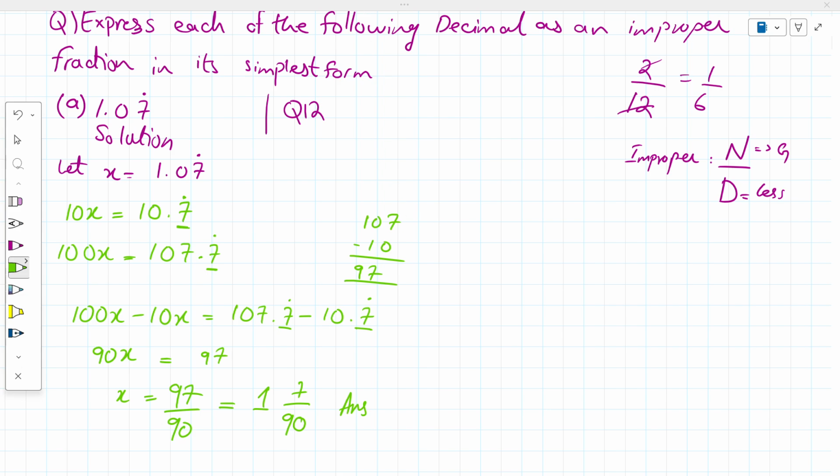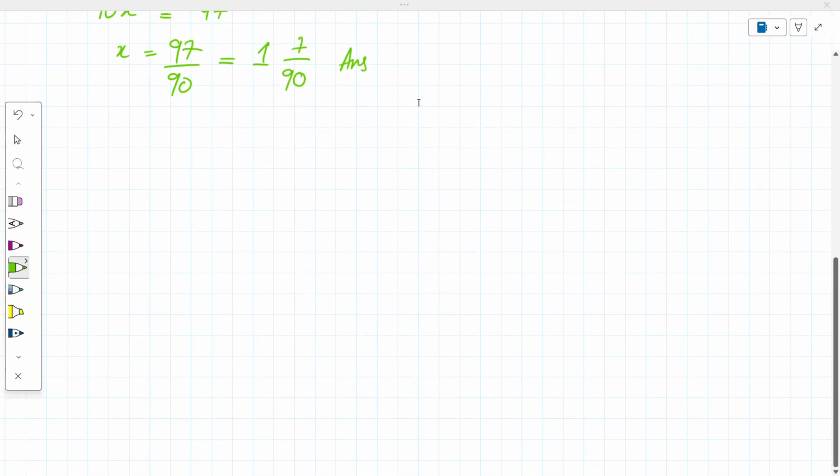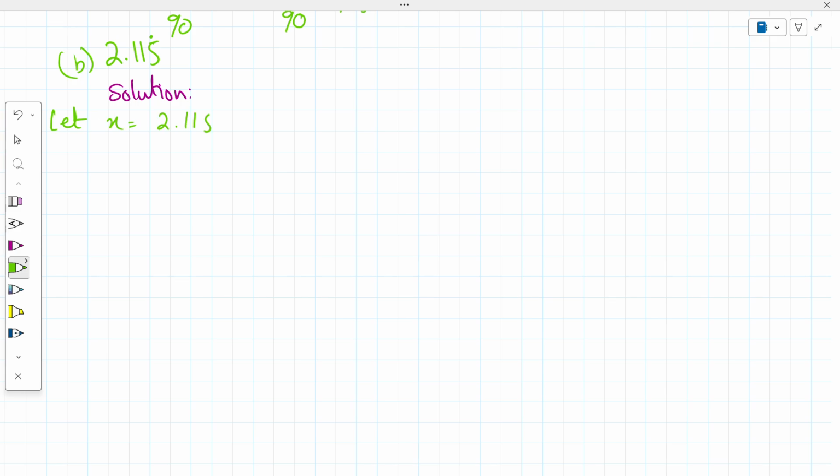So we are moving to the next part, that is part B. The part B is 2.115, where 5 is the recurring decimal. So now let's begin with the solution. Step 1 remains the same. Let x equal 2.115 recurring.